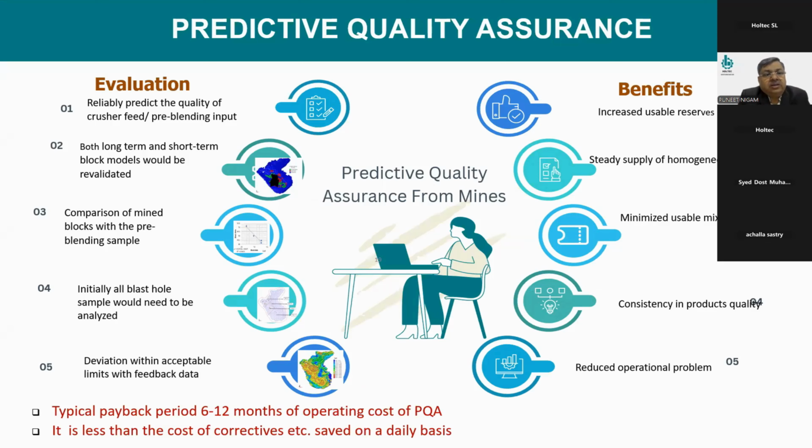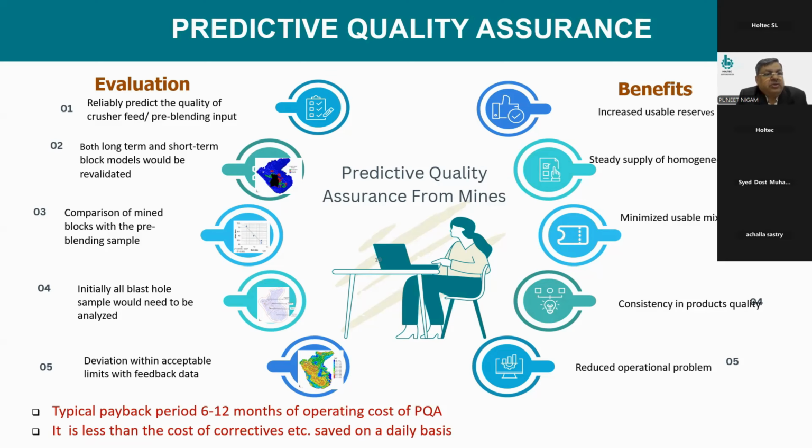Now, what is predictive quality assurance? It means we are predicting what we are going to get next. The blast hole data that is available helps us in the next phase, or next advancement, of the mining, what we are expecting to get. So this gives the concept.